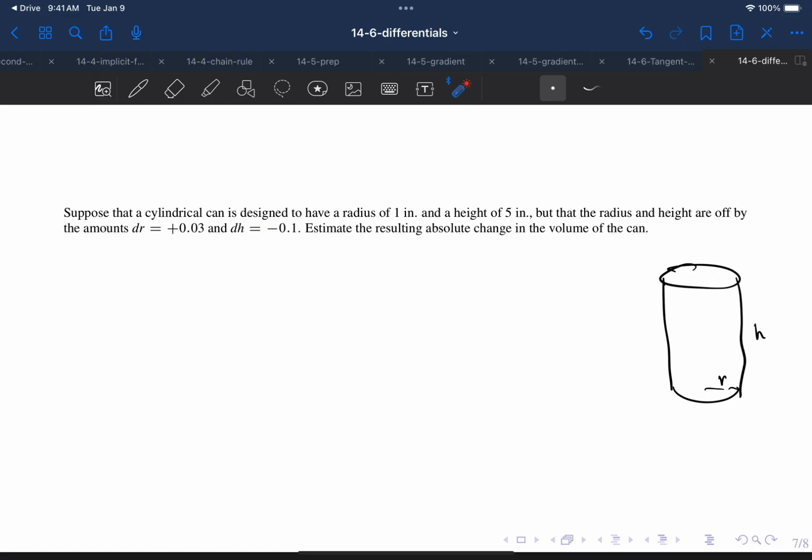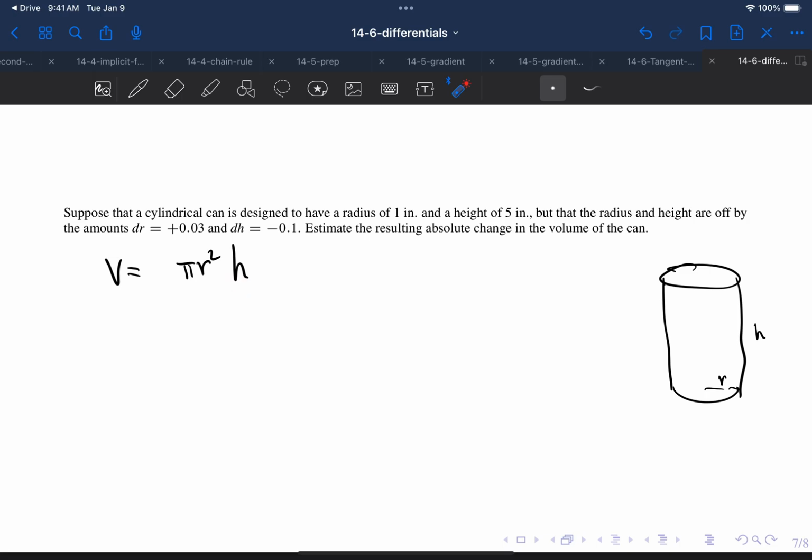Then what estimate is the resulting absolute change in the volume of the can? So we can write the volume of the can in terms of R and H. Pi r squared gives you the bottom area, and you need to multiply by H. That gives you the volume. So now we can think of F in the formula. V is a function, pi is a constant, V is a function depending on R and H. So it's a two-variable function.